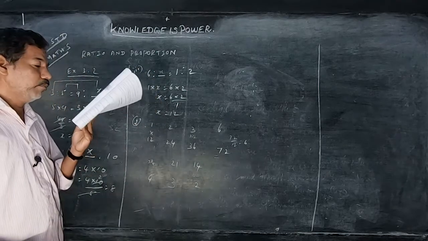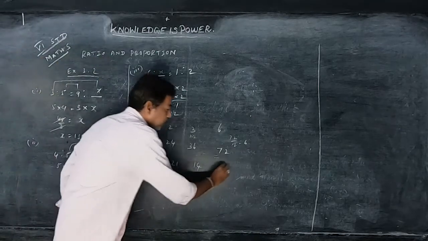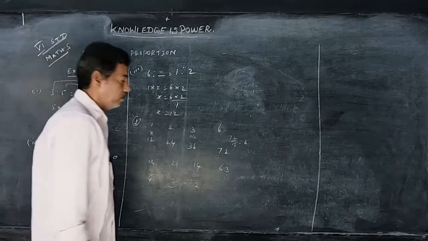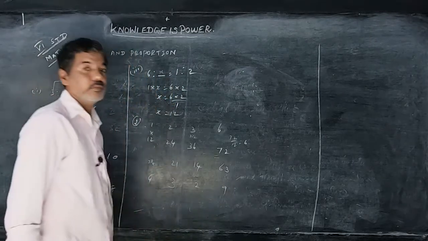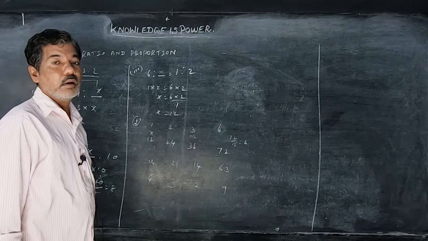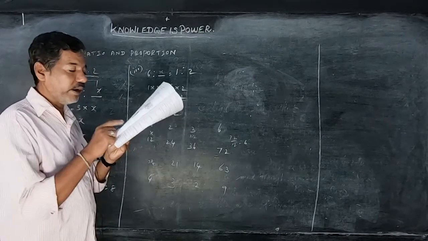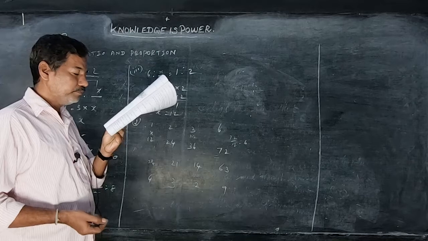In third place 63. 63 ஐ 7 ஆல டிவைட் பண்ணா என்ன ஆன்சர் கிடைக்கும்? 9. Okay, 7 9s are 63. So this is the thing you have to write in that particular table.